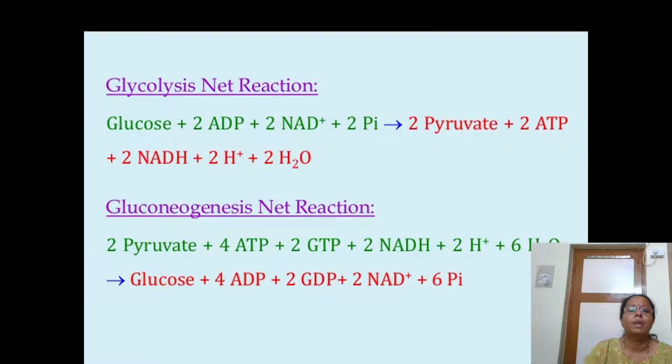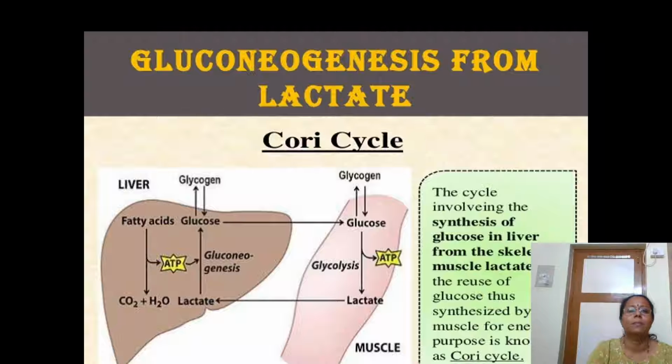That is known as gluconeogenesis. Now, see if you just look at these reactions, glycolysis, this is the overall net reaction. Glucose is converted into two molecules of pyruvate. Okay. Now, what is gluconeogenesis? Two molecules of pyruvate, a non-carbohydrate compound, is converted into glucose. Here in glycolysis, glucose is converted into pyruvate. So, conversion of a non-carbohydrate moiety to a carbohydrate moiety is known as gluconeogenesis.